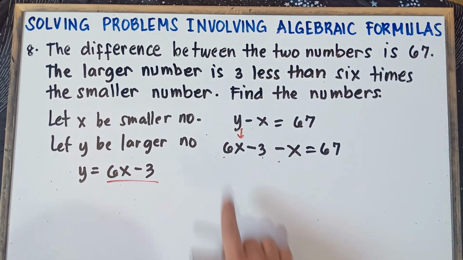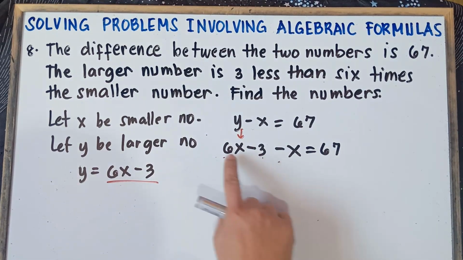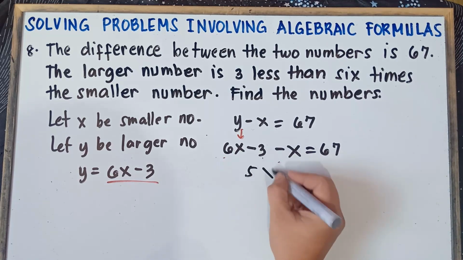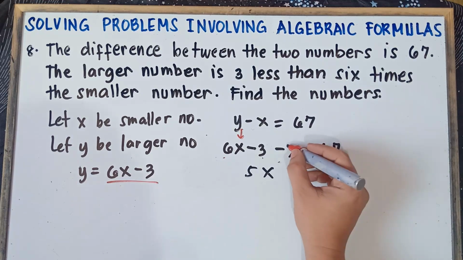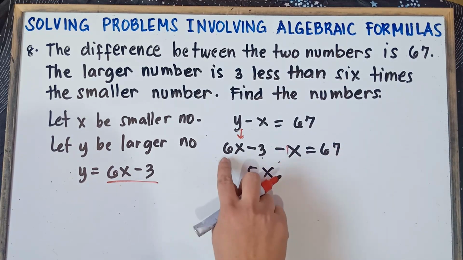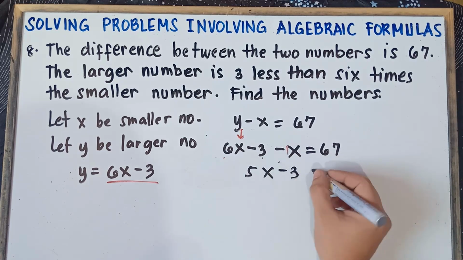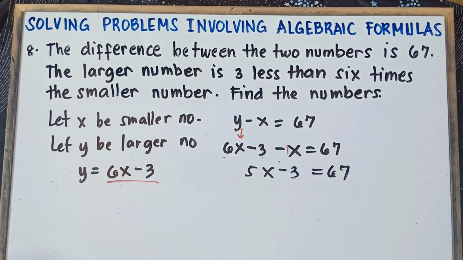Alright, and then we can just simply combine this one. 6x minus x, this will be 5x. Understood class that there's 1 here. 6 minus 1, that would be 5. Simply copy x, and then copy minus 3 equals 67.